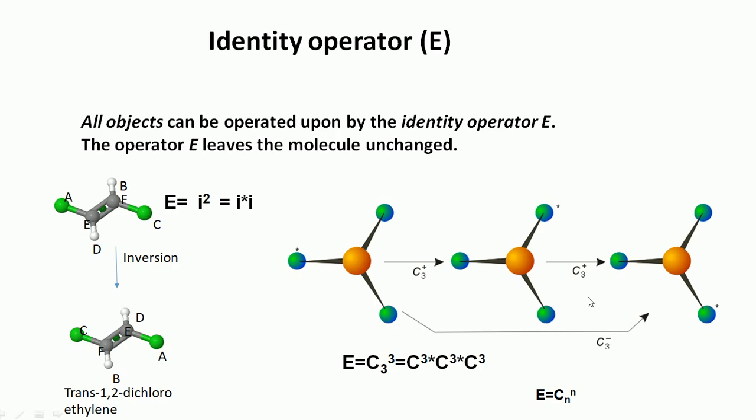In the same way, when you perform C3 on this molecule, you get this image. And the next C3, you get this. If you perform one more C3, the third C3, you get this image. So C3 into C3 into C3, C3 3 times is equal to E. So in general, you can say E is equal to Cn raised to n, Cn n times is equal to E.